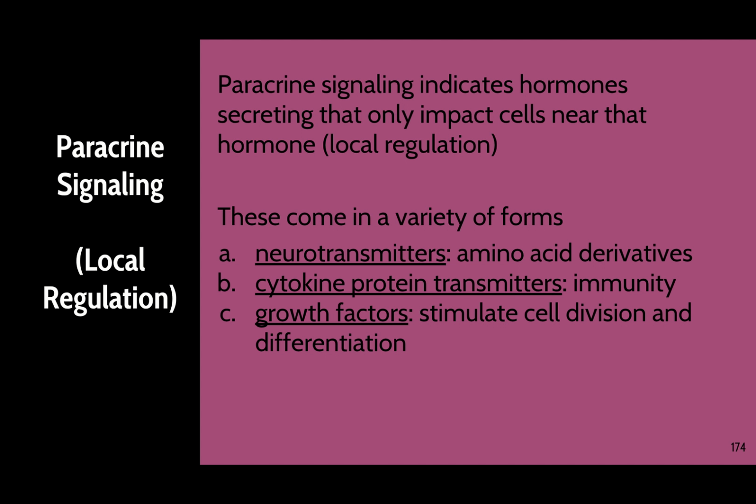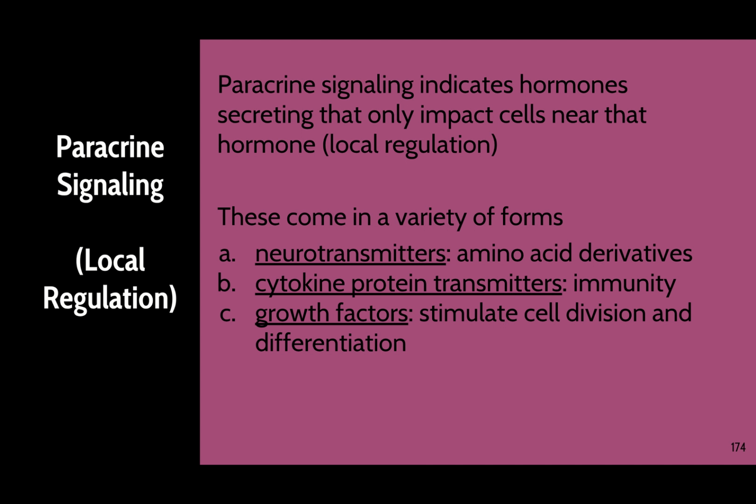Paracrine signaling indicates hormones that only impact cells near the cell that secretes them. So it's a cell that produces a stimulus that then only influences the cells around it. It is not long-distance signaling the way that we were talking about with lipid-soluble or water-soluble protein hormones. And these come in a wide variety of forms.